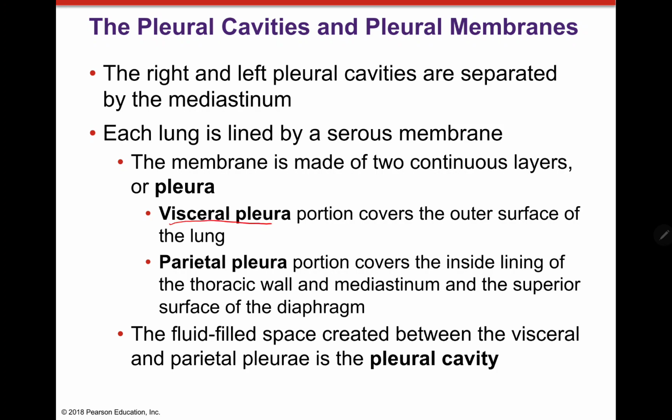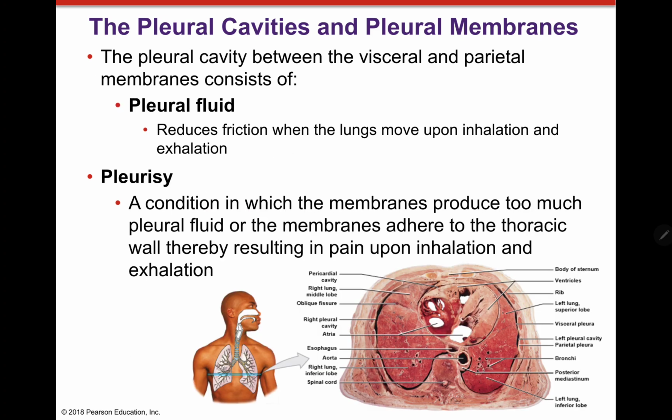Between the parietal and the visceral pleura, we have the pleural cavity, which is a fluid-filled space made up of pleural fluid. That pleural fluid reduces friction when the lungs move upon inhalation and exhalation. Then there is a condition called pleurisy, or pleuritis, in which those membranes produce too much pleural fluid, or the membrane adheres to the thoracic wall, resulting in really extreme pain upon inhalation and exhalation.